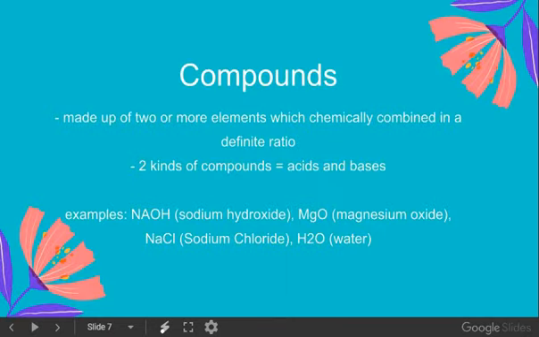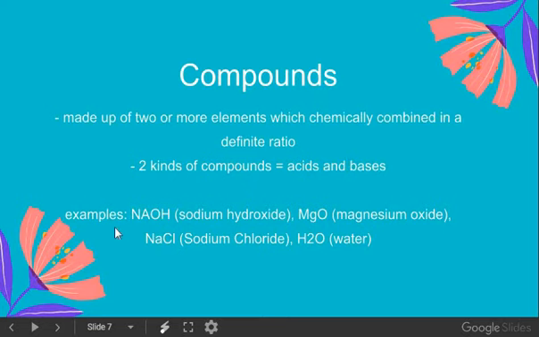Next is compounds. Compounds are made up of two or more elements which chemically combined in a definite ratio. So, ang difference lang nito sa element ay ito ay kinocompose ng two or more elements. So, kapag kinombine mo ang dalawang element, matatawag mo na tong compounds. So, may two kinds of compounds, acids and bases.